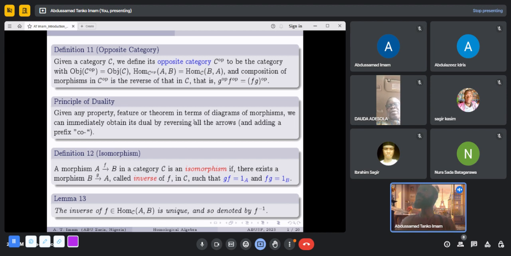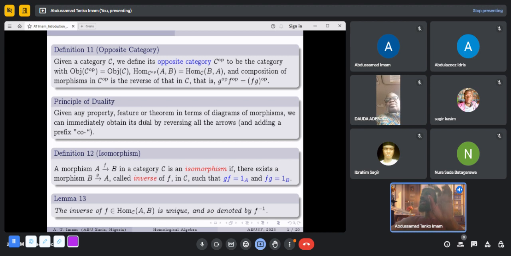So there is a principle in category theory called the principle of duality. This principle of duality is saying that whatever you can achieve, or any concept you can define in the original category, you can equally define its dual in the opposite category. So given any property or feature or theorem in terms of diagrams or morphisms, we can immediately obtain its dual by reversing all the arrows. We are going to be doing this a lot, adding a prefix co. So we define products and then co-products. Once you define product, to define co-product, you just reverse all the arrows.